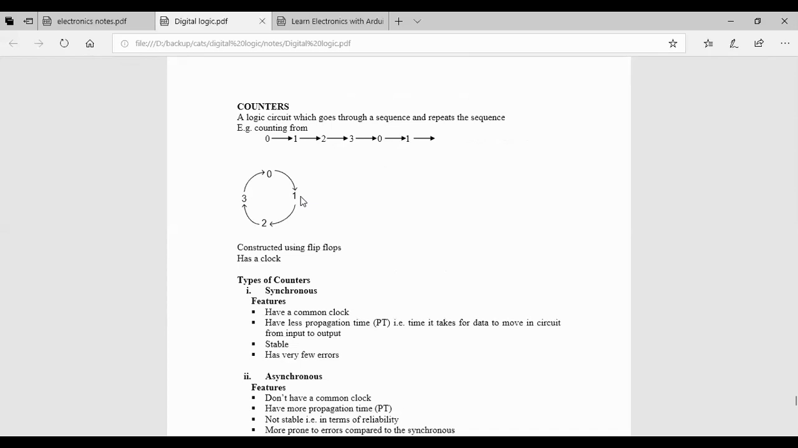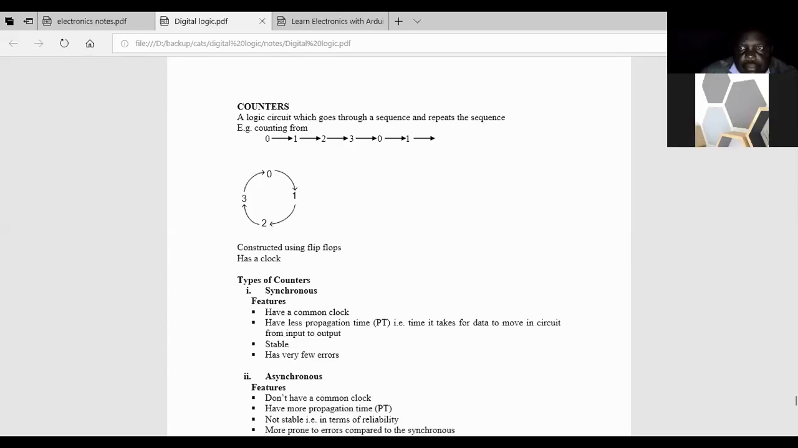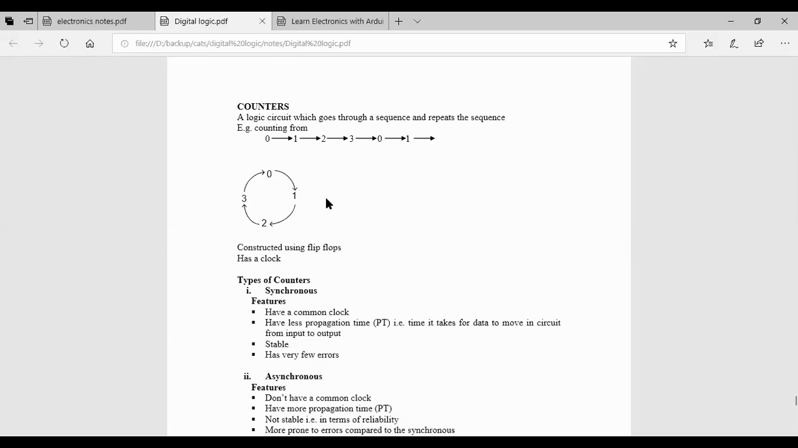Amina, how many states are you seeing there? So you guys, I hope you are getting me. States. 4. There are 4: 0, 1, 2, 3. These are 4 states.